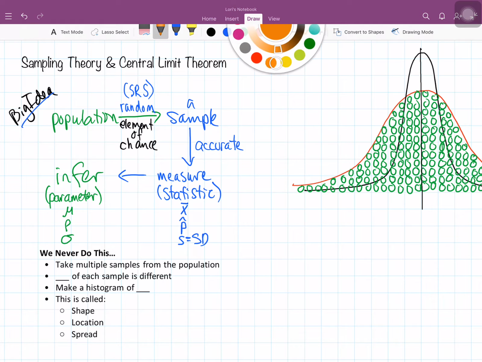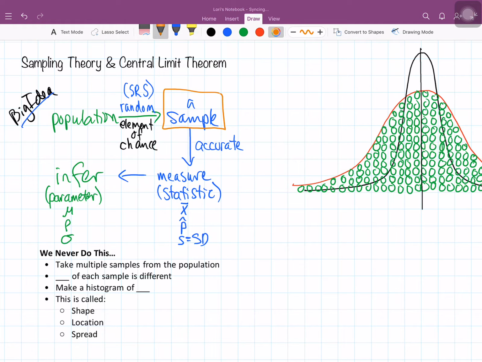Now remember back when I said, why do we take a sample? We take a sample because we don't have the time or the money to measure everyone in the population. So we would not do this. We would not take multiple samples from the population. It would take more time and money. So in a typical study, we only take a sample, one sample. Remember when we talked about study design? We're only talking about one sample of a group of people or whatever.